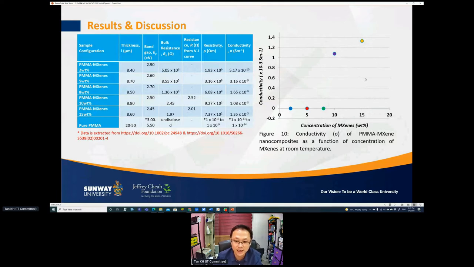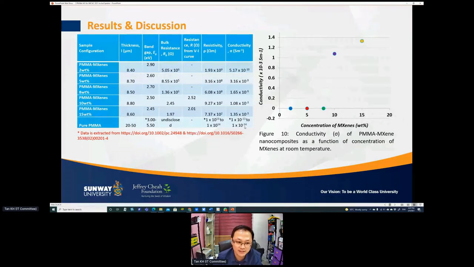I show in figure 10 here the conductivity values as a function of the concentration of the MXene. So it is very obvious that when the MXene content is increased from 8 weight percent all the way up to 10%, the conductivity actually increases drastically. If we compare to the value in the literature for the pure PMMA, I need to highlight, I just compare to the pure PMMA, the conductivity improvement is at least 3,000 times.